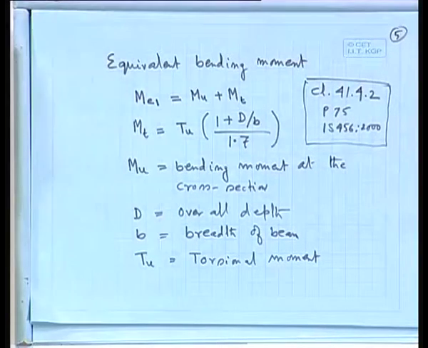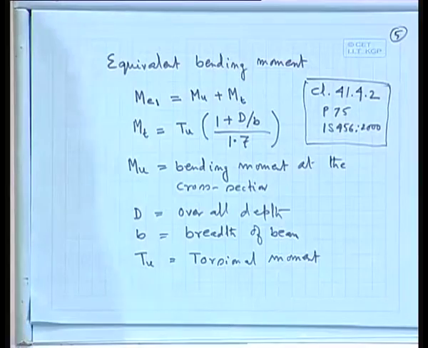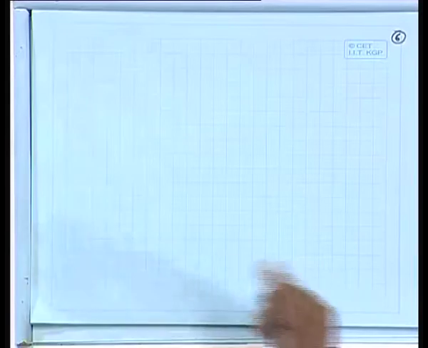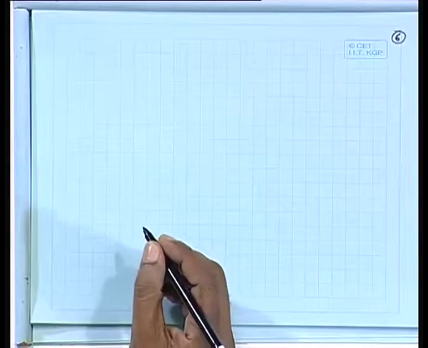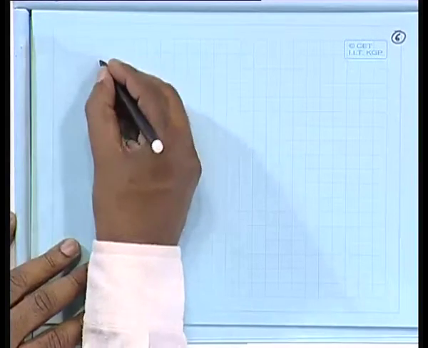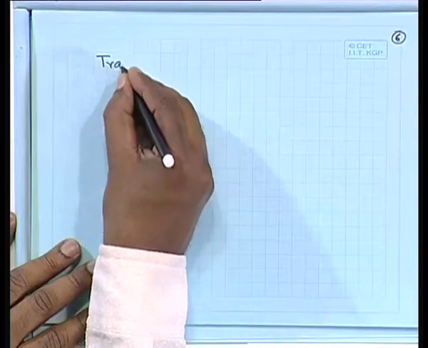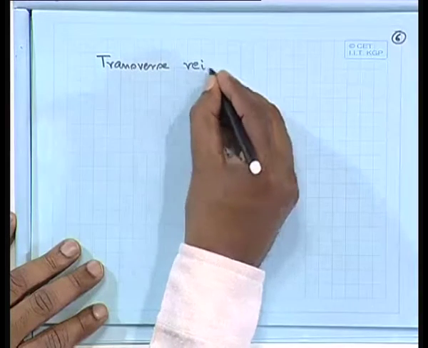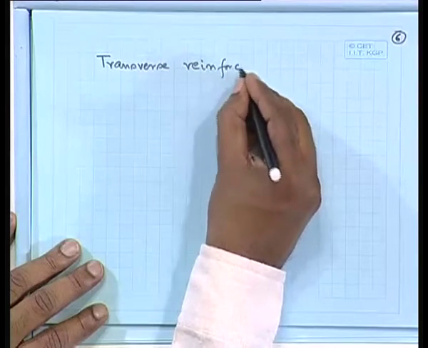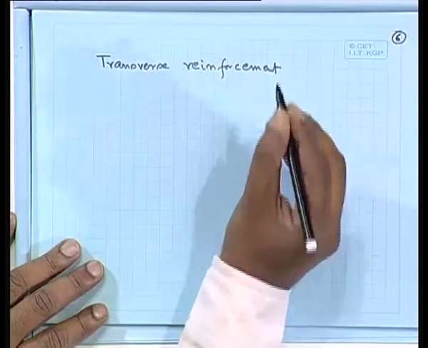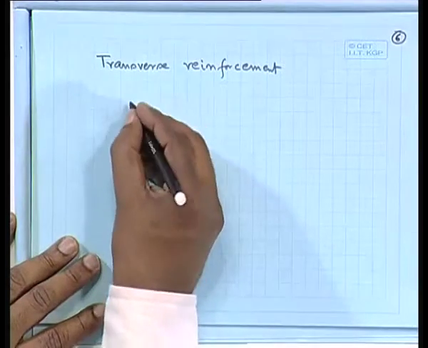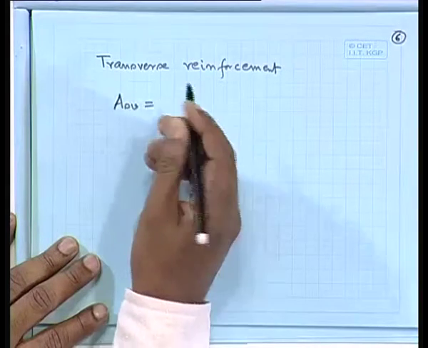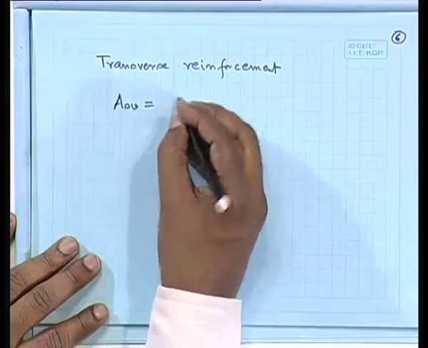Anyway, let us find out what more we can do. Let us find out. There is one more thing, that is transverse reinforcement, that is shear reinforcement. We find out here Asv, that is the area of stirrup or reinforcement.